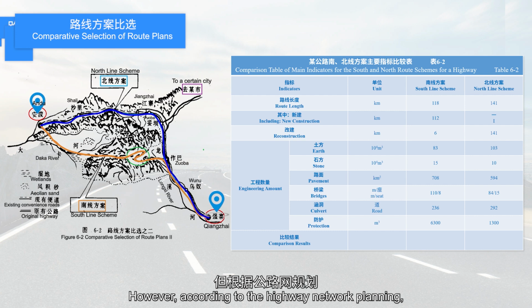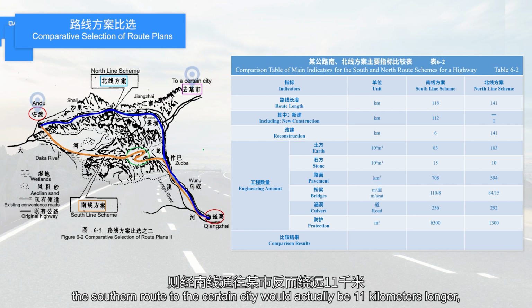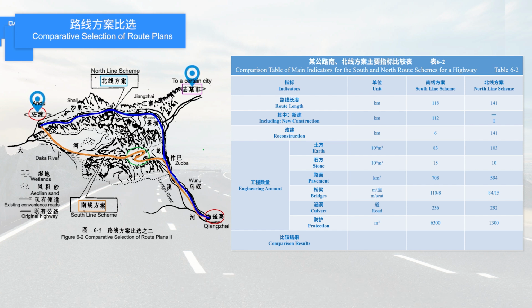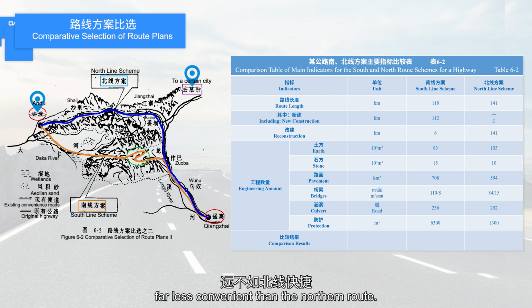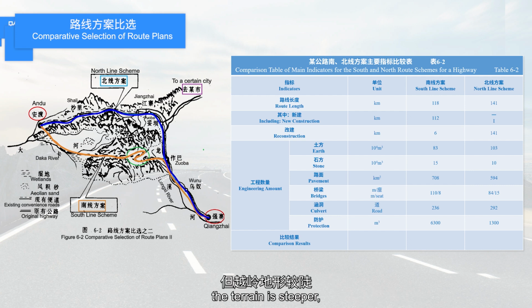However, according to the highway network planning, considering the need to go to a certain city from Andu, the southern route to that city would actually be 11 kilometers longer, far less convenient than the northern route. Both plans have snow accumulation issues, and although the southern route has less snow and is shorter, the terrain is steeper, requiring an extended 6.5 kilometers of road, making snow management difficult.